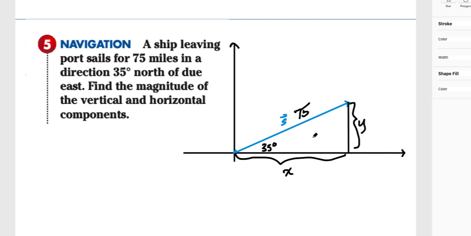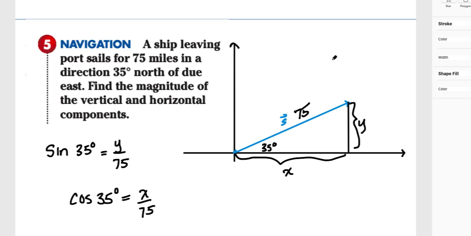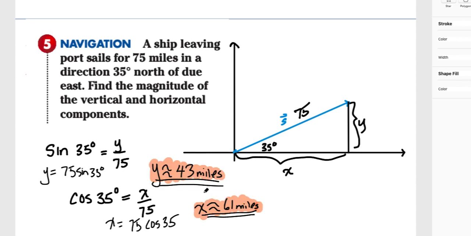If that's the case, some of your right triangle trig needs to come back into play. These are the two relationships that I think are most helpful. Sine of 35 is y, opposite over hypotenuse, and cosine is x over 75. Therefore, y is equal to 75 sine of 35 degrees, and x is equal to 75 times the cosine of 35. Grab your calculator, and you'll get that y is approximately 43 miles and x is approximately 61.